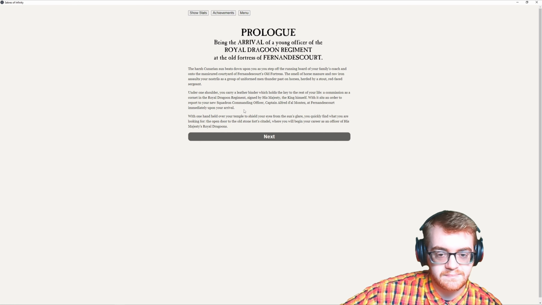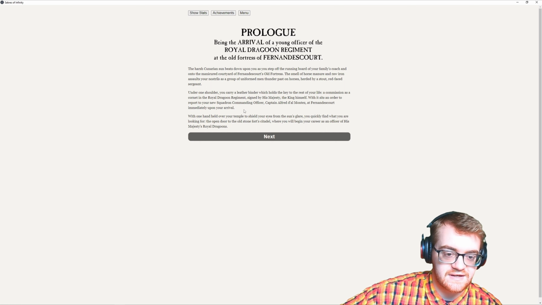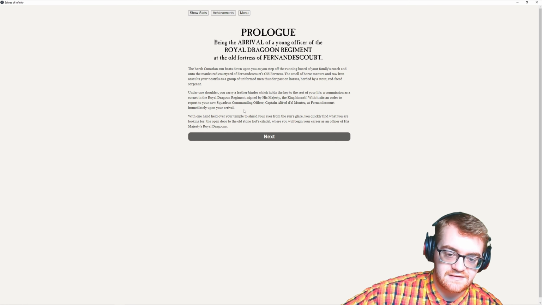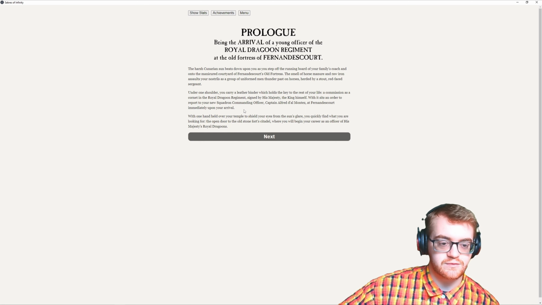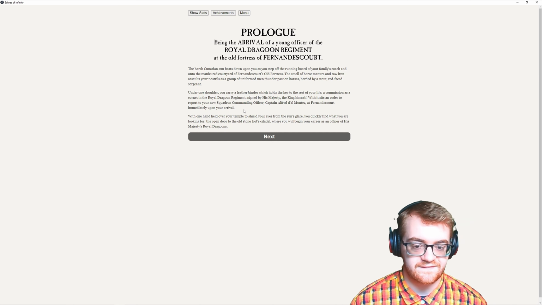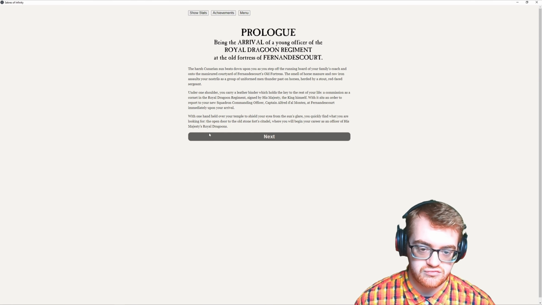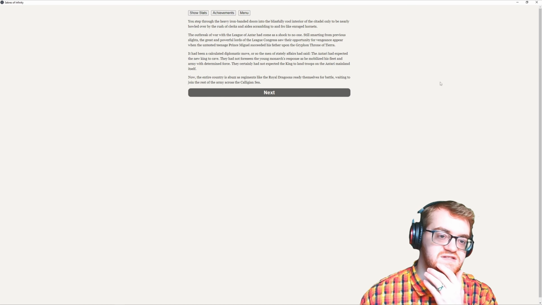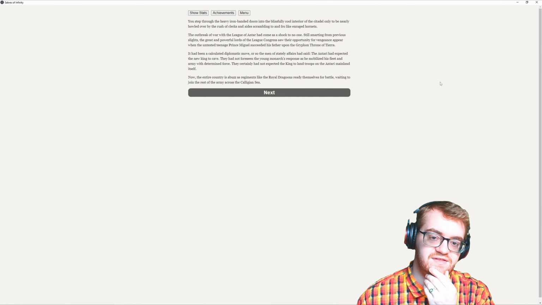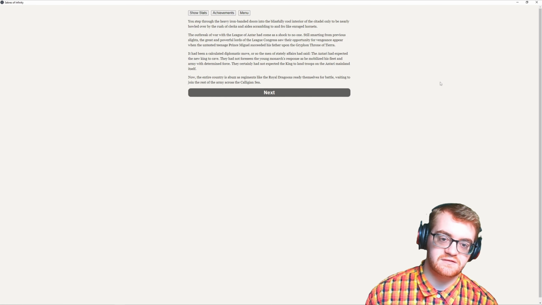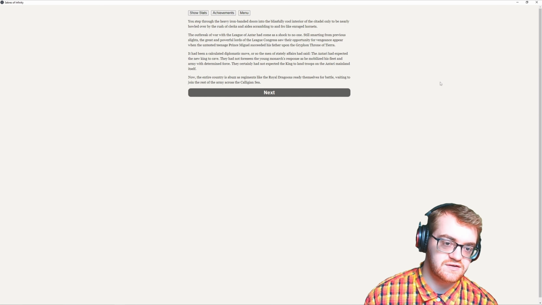With it sits an order to report to your new squadron commanding officer, Captain Alfred d'Almontez at Fernandiscourt, immediately upon your arrival. With one hand held over your temple to shield your eyes from the sun's glare, you quickly find what you are looking for, the open door to the old stone fort citadel, where you will begin your career as an officer of His Majesty's Royal Dragoons. You step through the heavy iron banded doors into the blissfully cool interior of the citadel, only to be nearly bowled over by the rush of clerks and aides scrambling to and fro like enraged hornets. The outbreak of war with the League of Antar had come as a shock to no one.